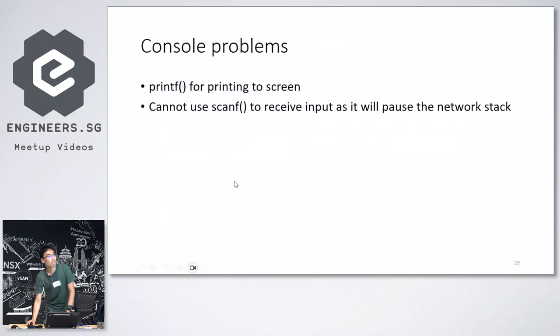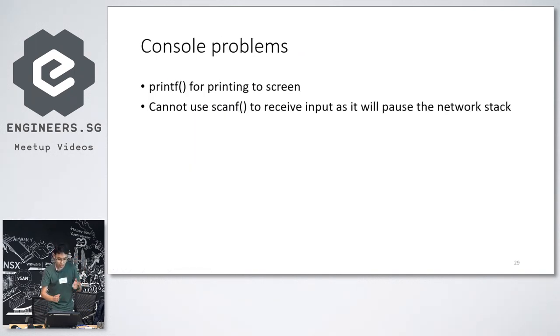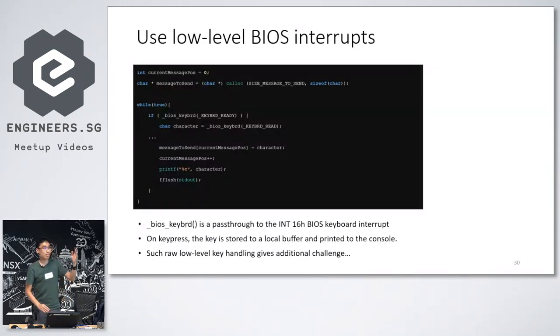Sorry, there's also console input, so you have to do everything on a single thread. This single thread brings some issues. When we print to the console, the C function printf is okay. The problem is how do you receive the console input from the user? In school, maybe we learned scanf. But scanf will pause the whole program because it waits for you to press enter. Once it stalls, your network stack also stalls. Then there's a problem, so we cannot use scanf.